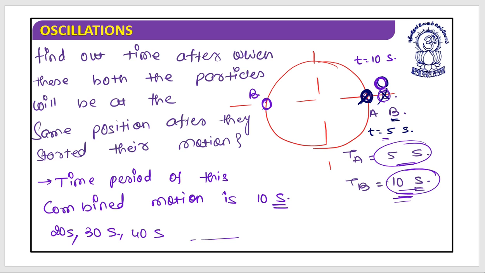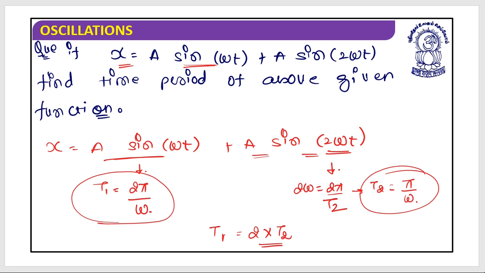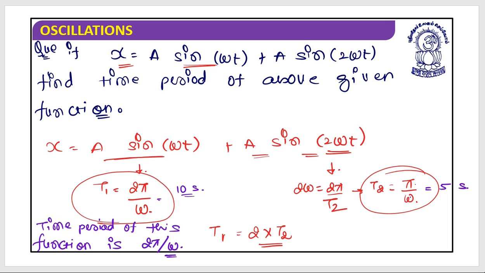Now let's understand what the time period would be. Let's suppose this T2 is π by ω and this was the 5 seconds, then this must be 10 seconds. So they are going to repeat by every 10 seconds. So the time period of this function is 2π by ω. I hope you got this.